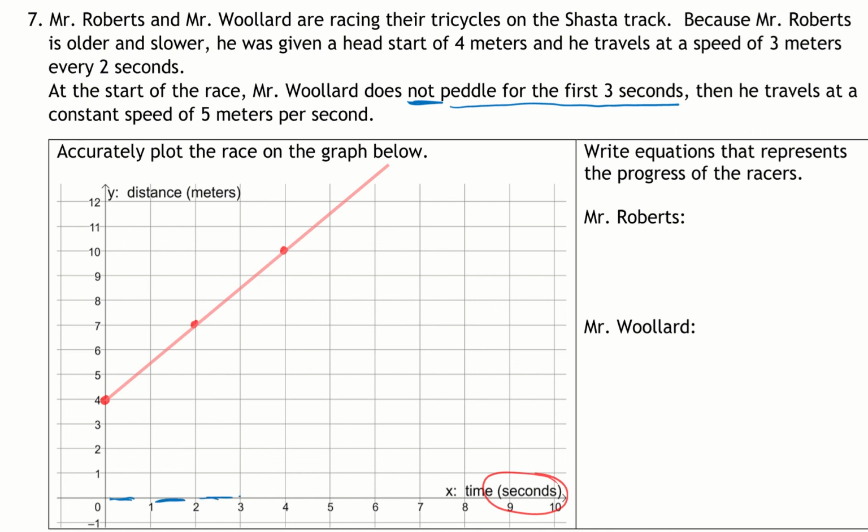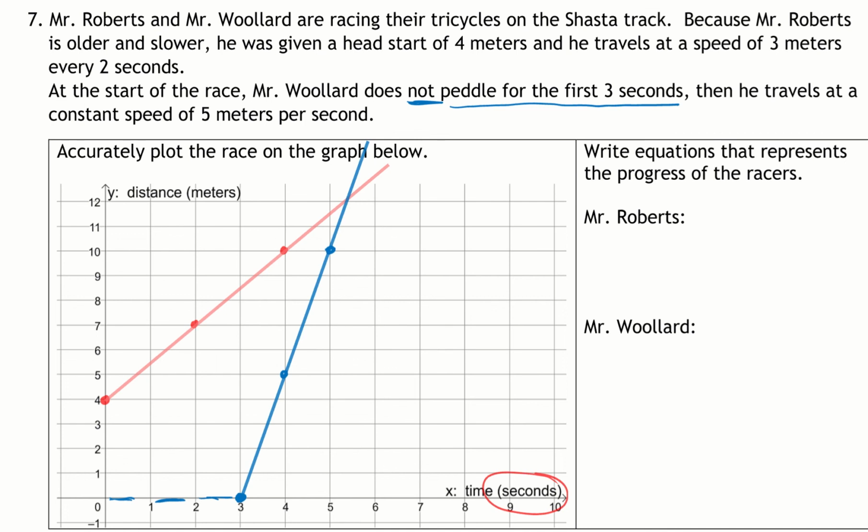Now, at this point, he's waited a full 3 seconds, and then it says he traveled at a constant speed of 5 meters per second. So from here, it's up 1, 2, 3, 4, 5 meters for every second. So he goes here next: 1, 2, 3, 4, 5 over 1. I'll grab this line tool and I'll show the progress of Mr. Woolard in blue.